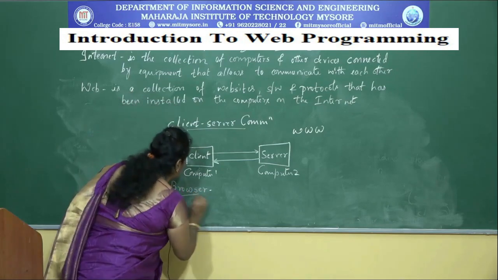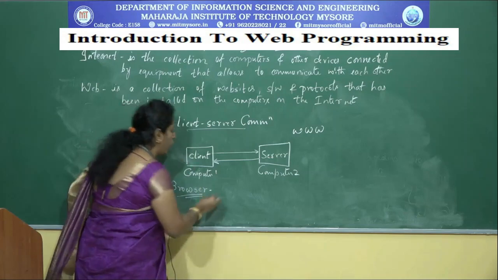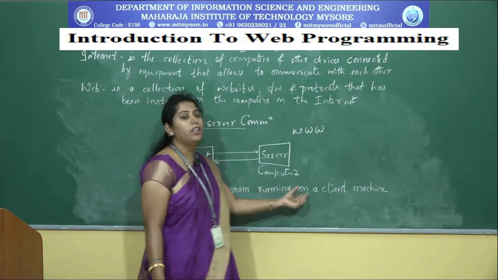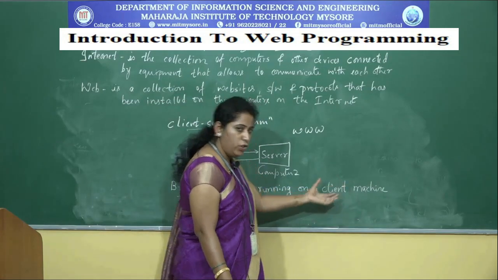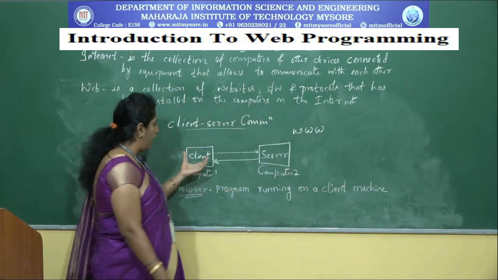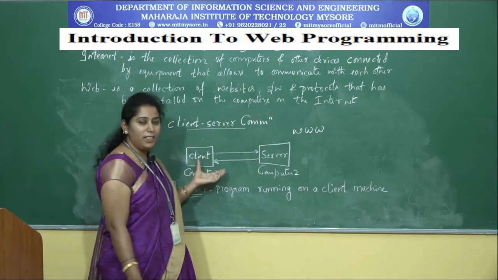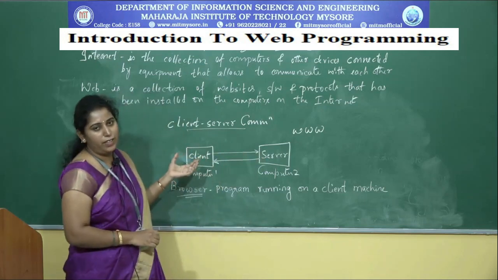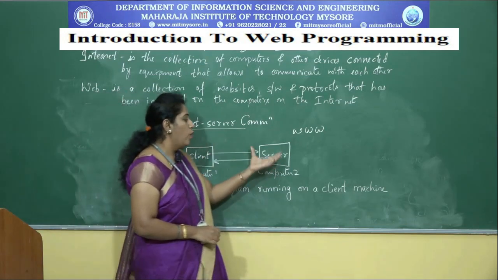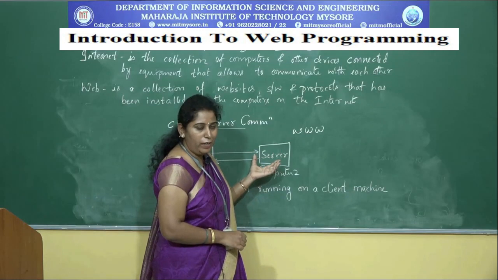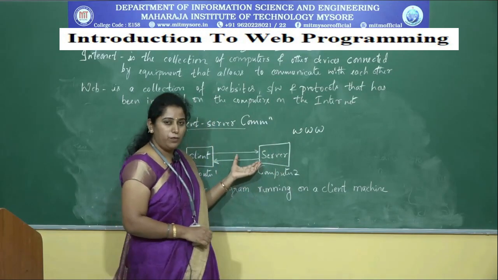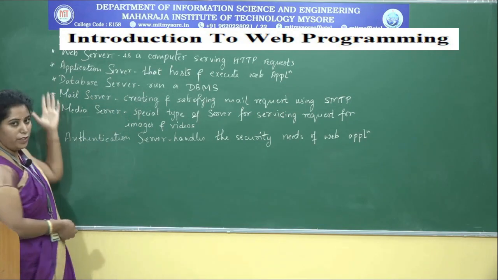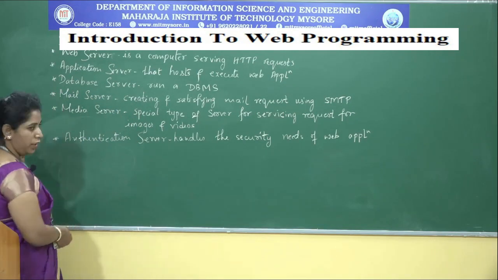So what is this browser? A browser is a program running on a client machine. Through a browser, the client initiates a communication by sending a request to the server. Now, what types of servers are available? There are different types of servers which we are used to.